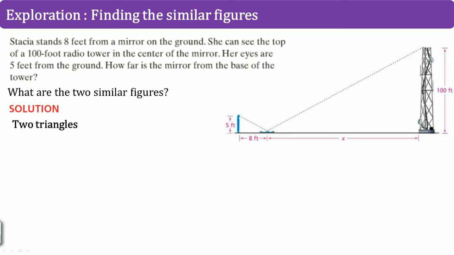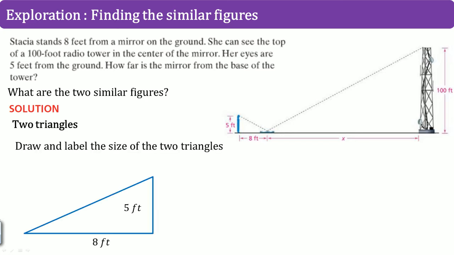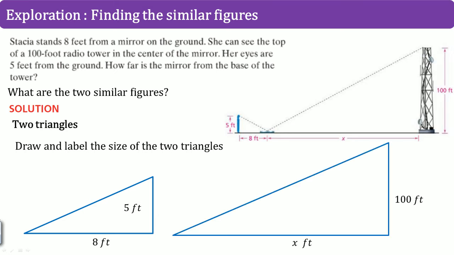So there are two right triangles. So draw and label the size of the two triangles. So the person is right here. They stand at 5 feet tall, and what they're looking down the mirror across was 8 feet. Now we have the tower. The tower stood at 100 feet, and it looks down at, that was at X feet from the mirror. You need to be able to isolate the two similar triangles to be able to set up the proportion.